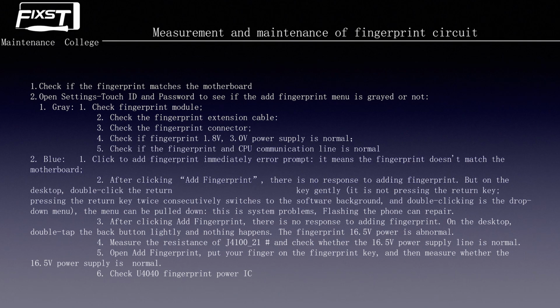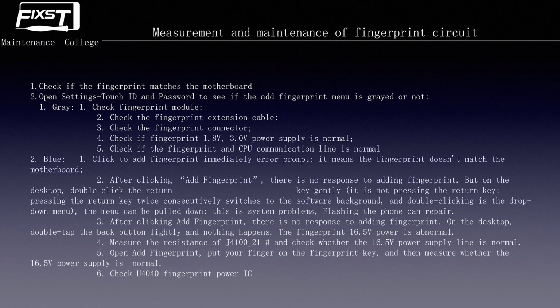But on the desktop, easily double touch the return key, and the menu will be pulled down. This is a system problem. Flash the machine, we can repair it. Remember here it is double touch, it's touch, not click. Double click makes the system go to the background, but double touch pulls down the menu.